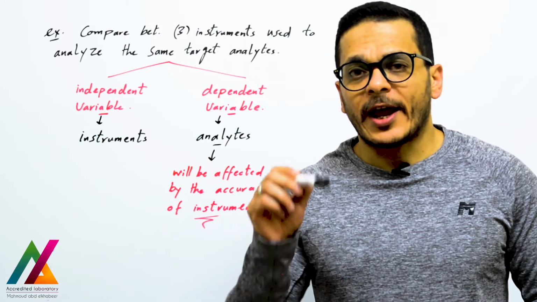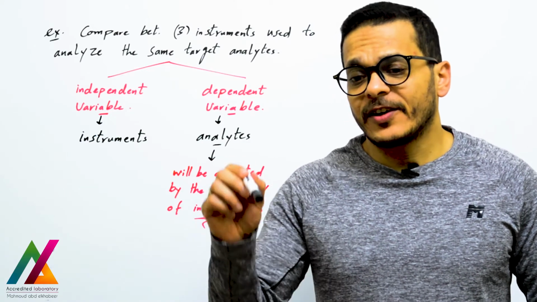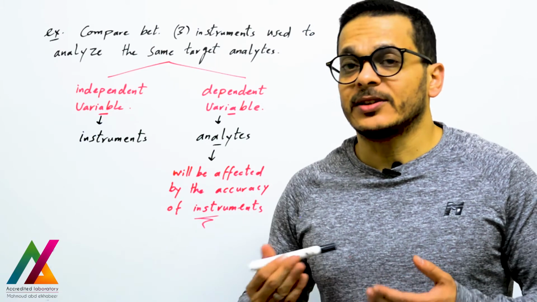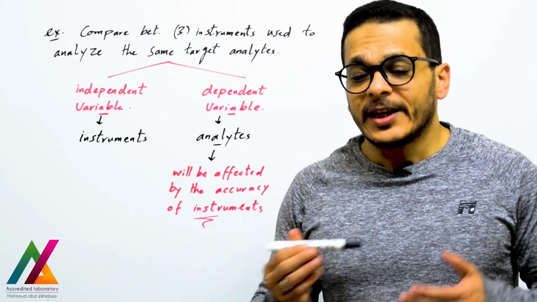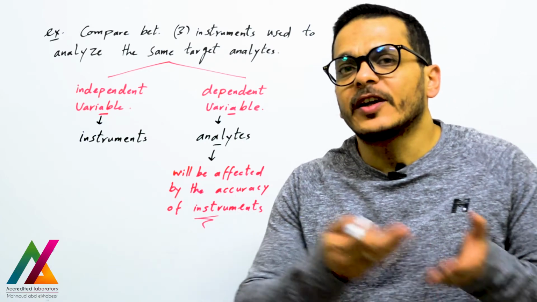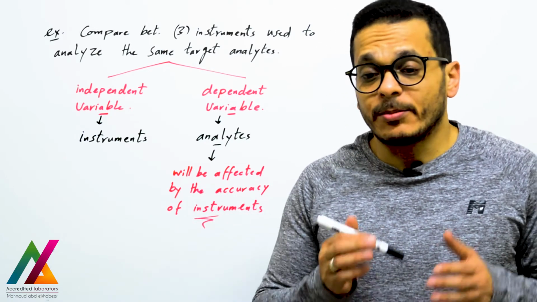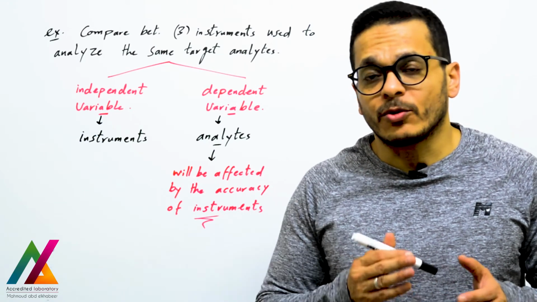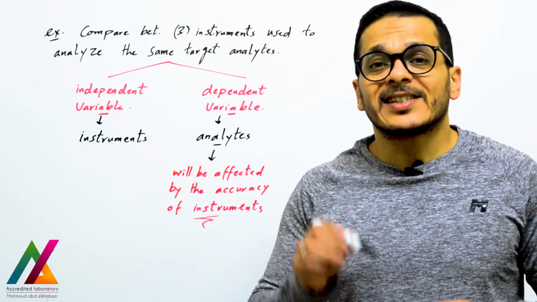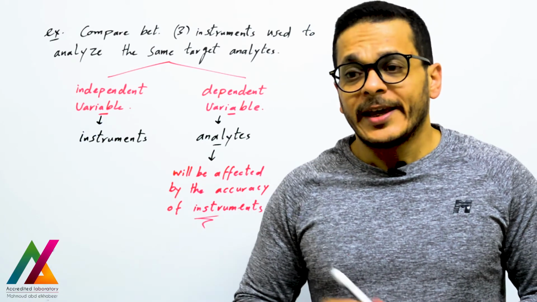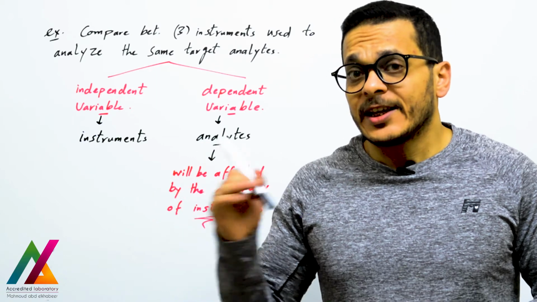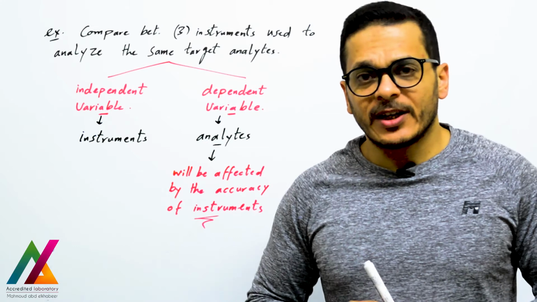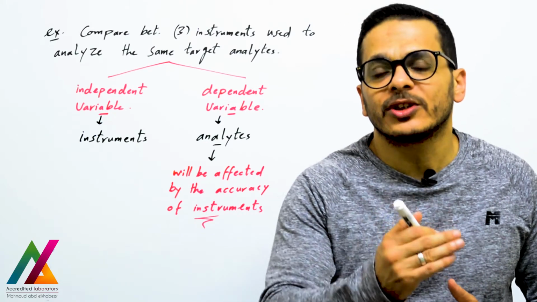The instruments, or the accuracy of instruments, will affect the target analytes, but it will not be affected by anything, by the target analytes. And also, the target analytes will be affected by the accuracy of instruments. It may be different from one instrument to another. It may increase or decrease from one instrument to another. So this is the dependent variable. So the independent variable will affect but will not be affected. The dependent variable will be affected but will not affect.